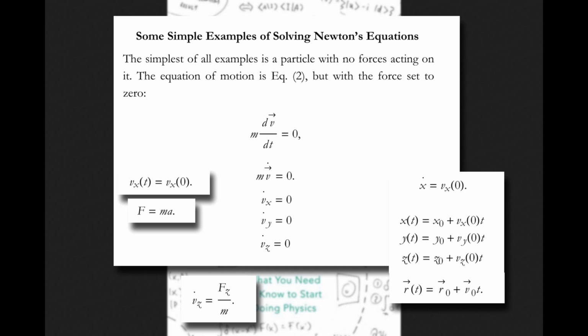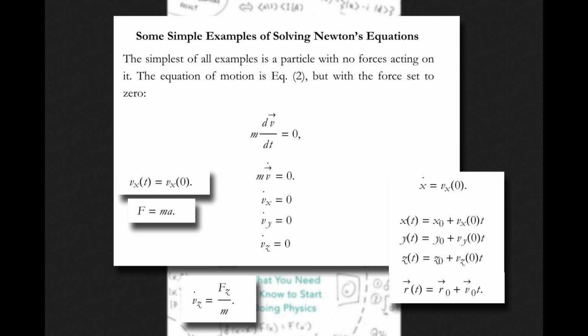The relationship between an object's mass m, its acceleration a, and the applied force F is F equals ma. But as we have seen, the first law is simply a special case of the second law when the force is 0. Recalling that velocity is the derivative of position, we can express equation 3 in the form x-dot equals vx0. This is the simplest possible differential equation, whose solution for all components is x(t) equals x0 plus vx0 t, y(t) equals y0 plus vy0 t, z(t) equals z0 plus vz0 t.